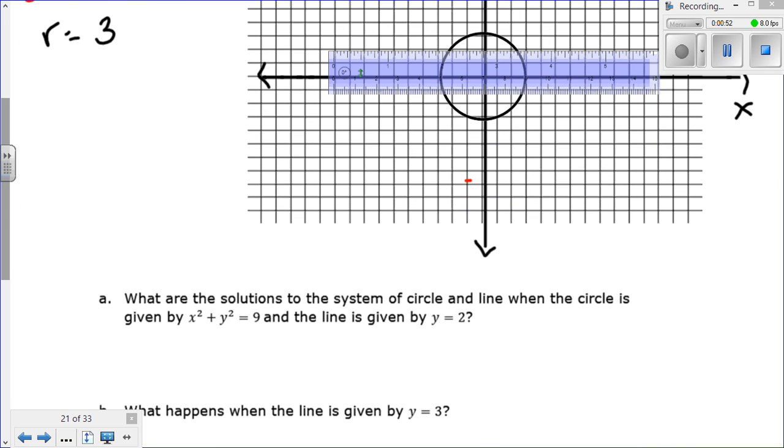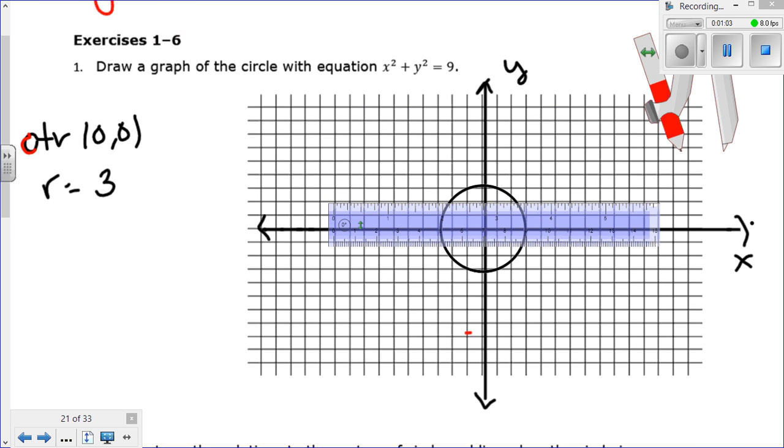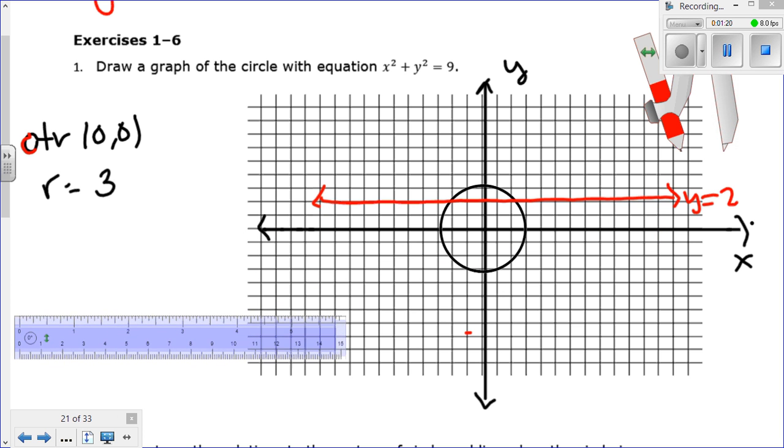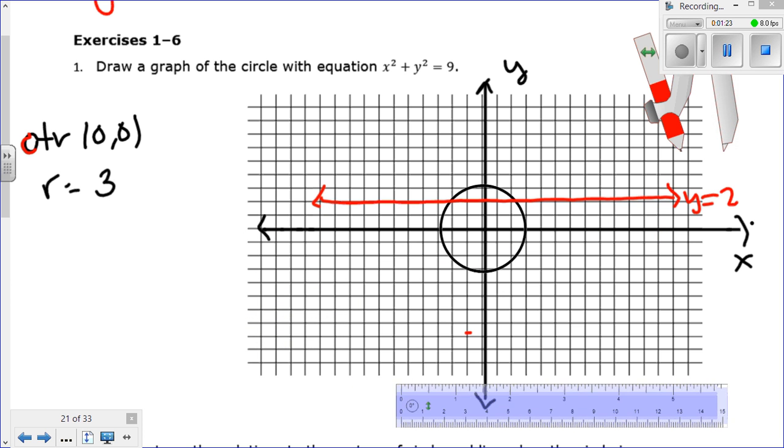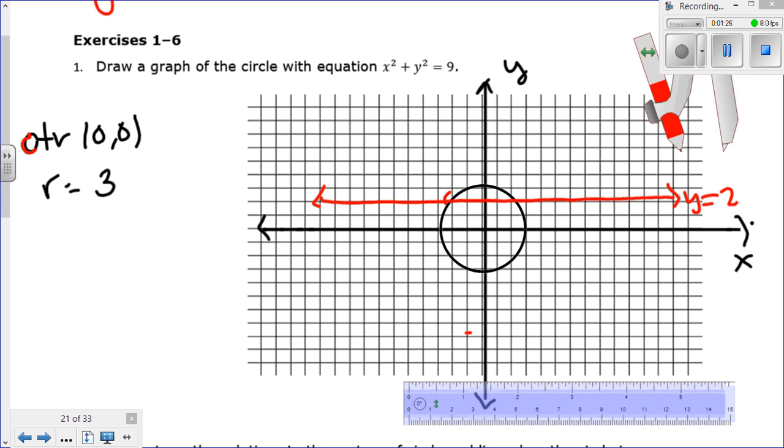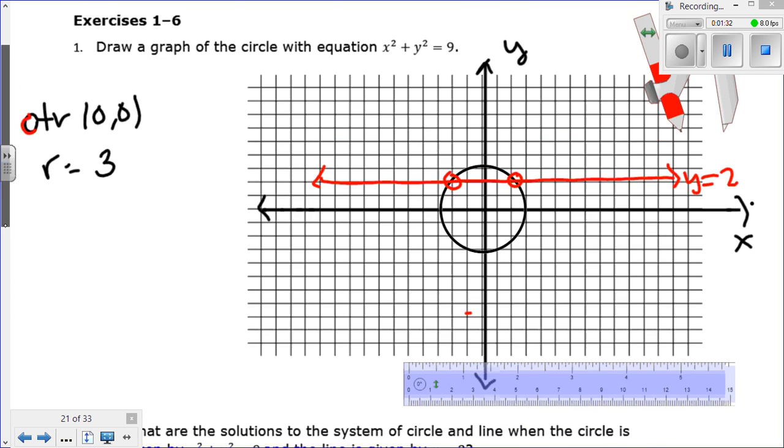Jump down a little bit. It says, what are the solutions to the system of a circle and a line when the circle is given by x squared plus y squared equals 9 and the line is given by y equals 2? Well, I have my straight edge here, and I'm going to draw the line y equals 2. So I'm looking at the points of intersection here. The points of intersection are going to be here and here, and it's not going to be real obvious by looking at it because it doesn't cross at a perfect place.